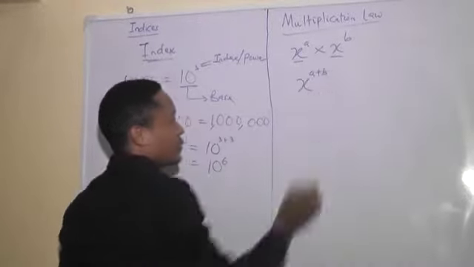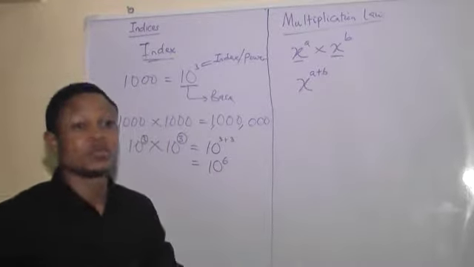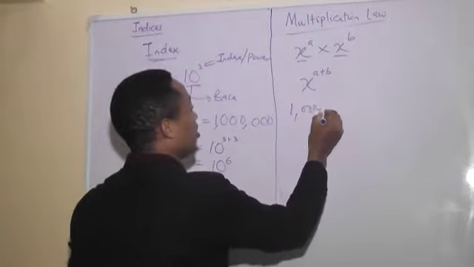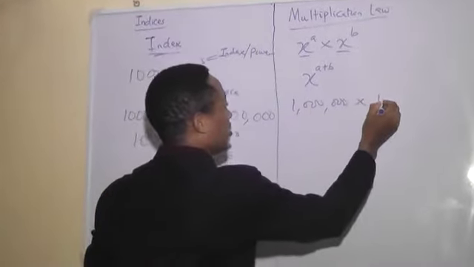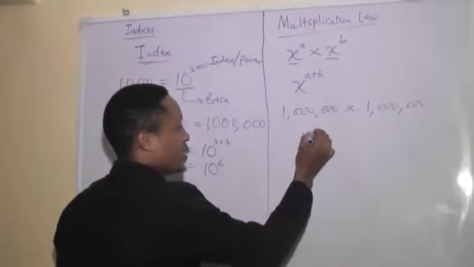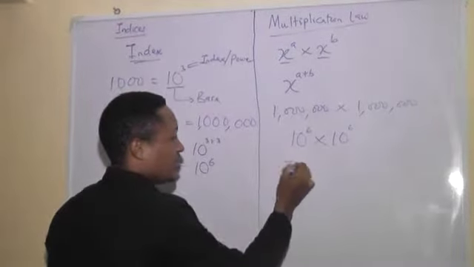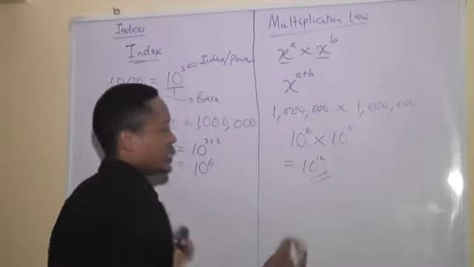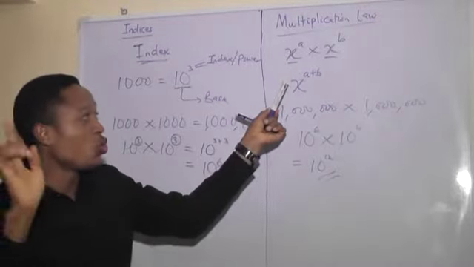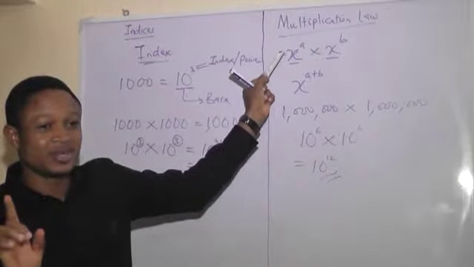Now, this law states that as long as the bases are the same, we pick out one base and add up our powers. So if you have a number like 1 million times 1 million, instead of you to just start multiplying 1 million times 1 million, you can express it in this indices form. So we have 10 to the power of 6 times 10 to the power of 6, which will now give us 10 to the power of 12. Simple and interesting. So that's our first law. But remember, the law holds as long as our bases are the same.